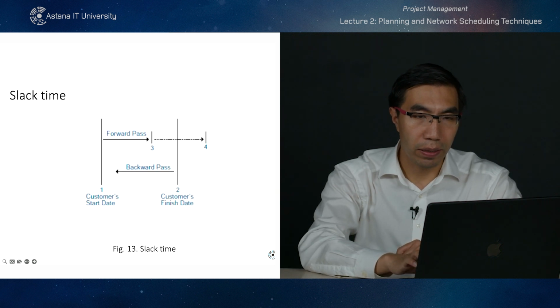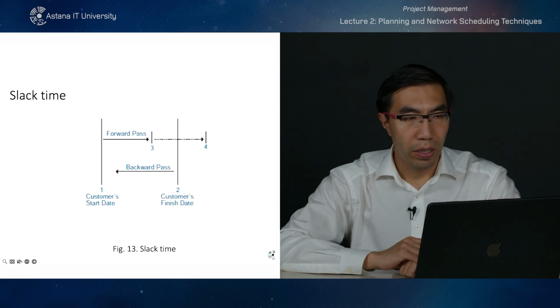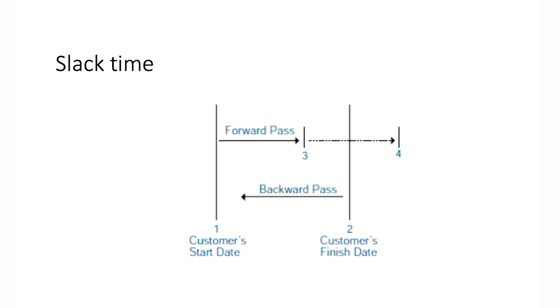Okay, now let's take a look at the slack time. So first we are doing the forward pass. We have a customer's start date, and then we calculate all the activities, and when we sum all the activities on the critical path, we will get the duration of the project. And then we are doing the backward pass from the customer's finish date. And then by doing so, we can better understand whether our schedule is realistic or not.